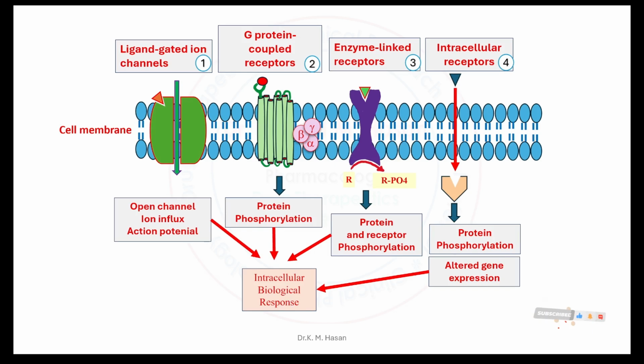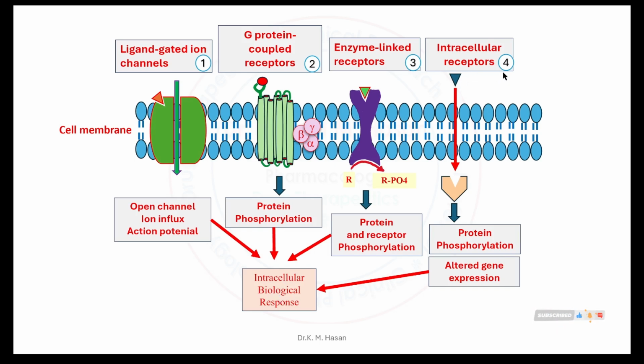The third family, enzyme-linked receptor. As you can see here, we have the receptor located on the cell surface. When this receptor is activated by the substance, this will lead to protein phosphorylation, and this will lead to the intracellular biological response. This is the third family of receptor.